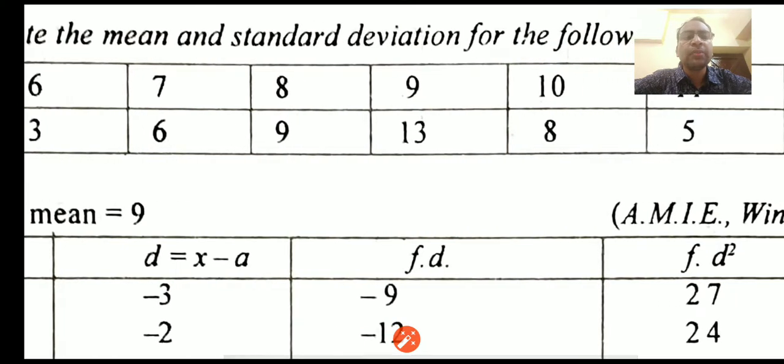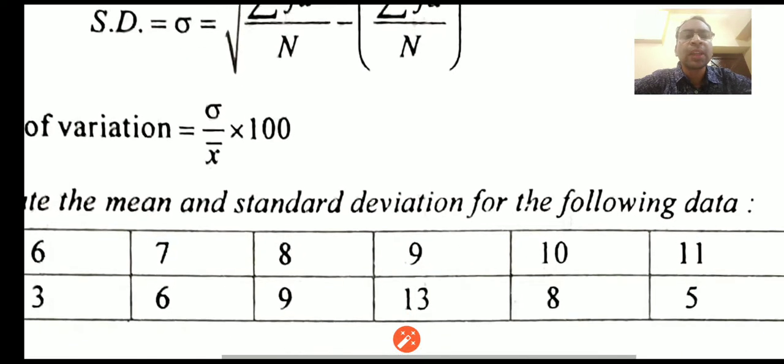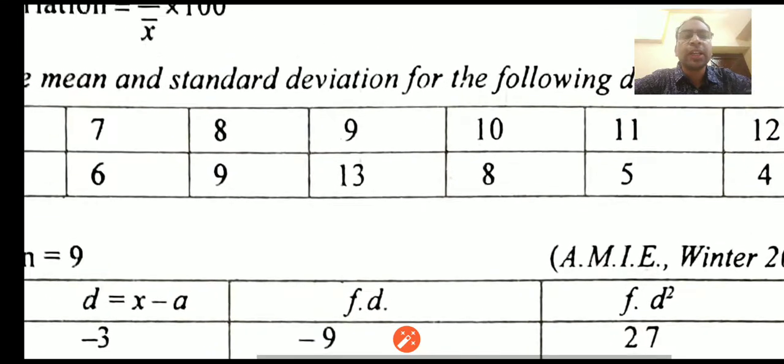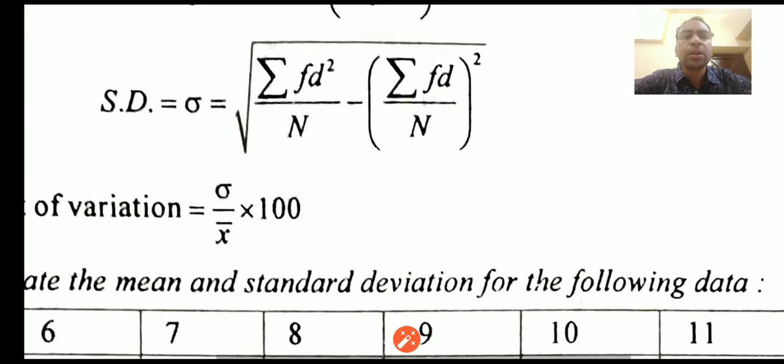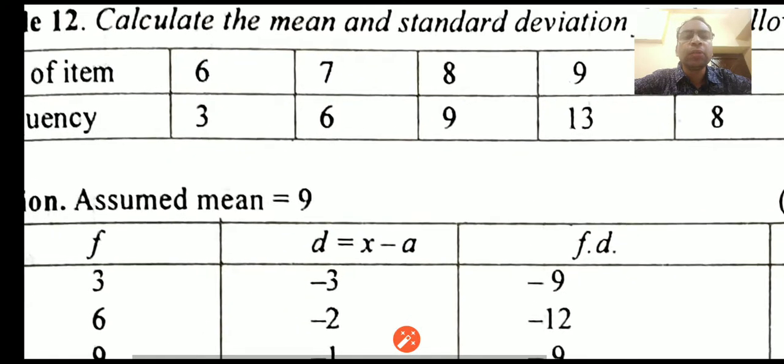Then we'll have the column F dot D according to the formula. If you'll see, we need F dot D, and then we have F dot D square. So again, we require F dot D square according to the shortcut method of the standard deviation. So let us start. We have taken the assumed mean as 9.